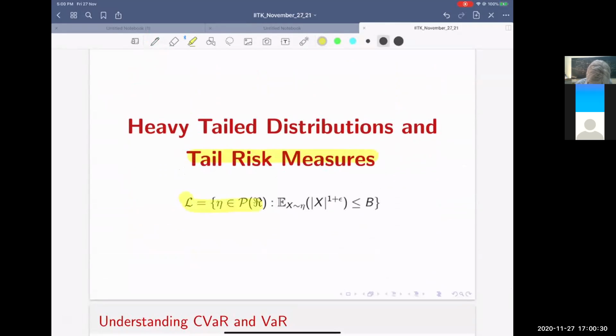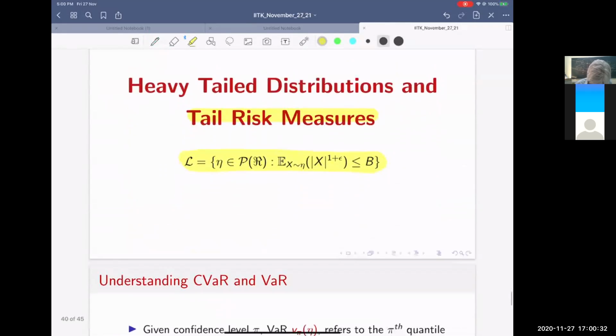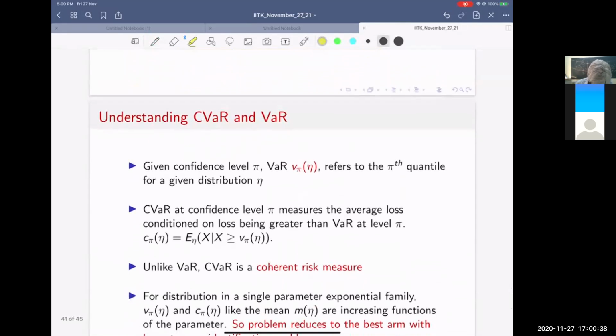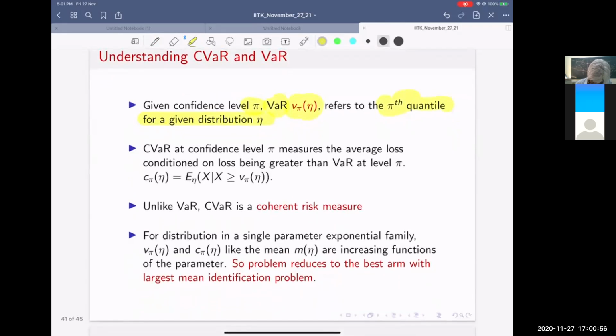So we still are going to assume this constraint, because without this constraint, we saw earlier that we can't get a lower bound. Lower bound is infinite. So given confidence level pi, value at risk, or V pi eta for any distribution, is the pi-th quantile of the distribution. So it's that number such that the chance of the random variable exceeding that number has probability at most pi, say 5% or something. And C bar at confidence level pi measures the average loss, conditioned on loss being greater than or equal to value at risk at pi. So given that you exceed this quantile, what's the expected loss? That's given by C bar.